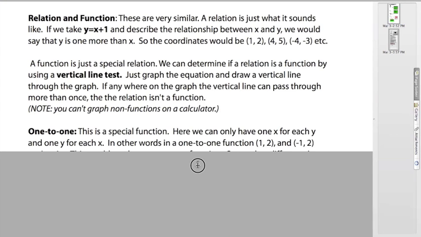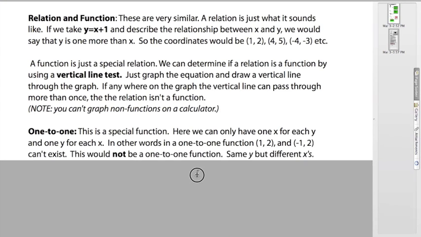All right, last topic is one-to-one. If you go back to the beginning, relations cover everything. Okay? Well, some relations are special. They're called functions. And then if we break it down even further, some functions are very special. And these are called one-to-one.